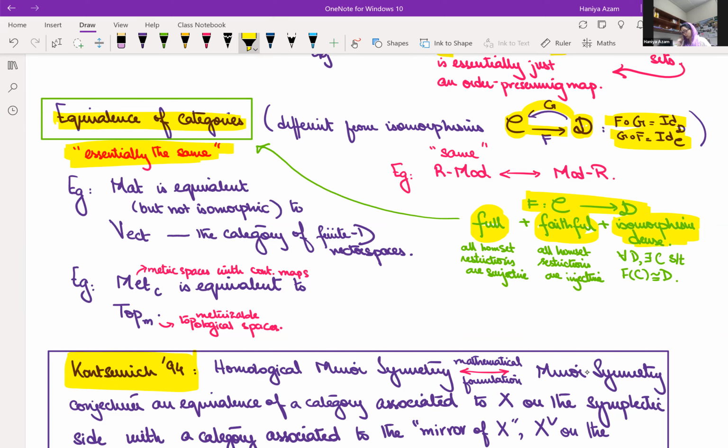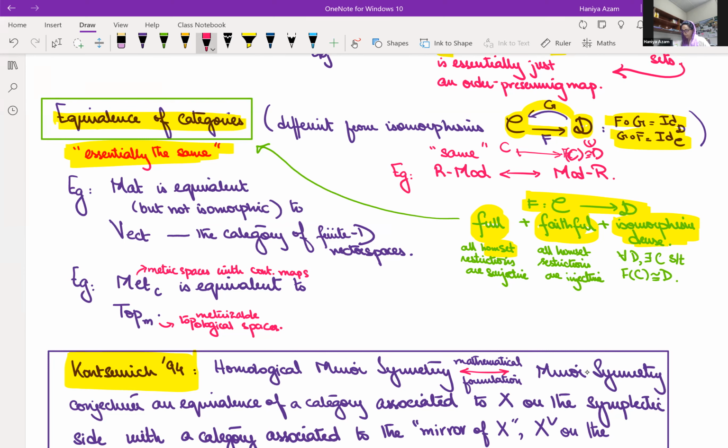I don't think I can go into the details, but if you already have some idea, then you can say that the hom-set, which is the set of all homs between two objects, has restrictions that are all surjective, that's what makes it full. Faithful has something to do with injectivity, so all hom-set restrictions are injective. And isomorphism dense means that for any object D here, you can always find an object C here, so that it gets mapped to something which is isomorphic to D on the other side under F.